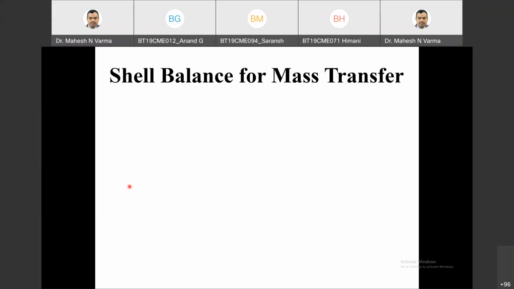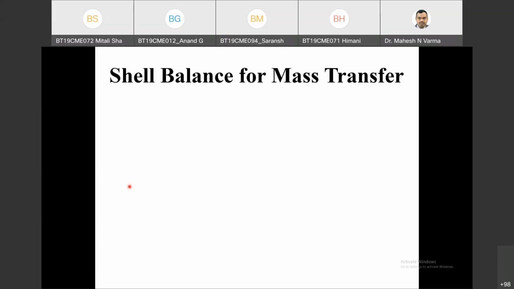Similarly, in heat transfer, roll number 72, Mitali. Yes, sir. What was the most important equation we will get after performing shell balance for heat transfer? Sir, you would get the temperature and the heat flux profile. Very good. Most importantly, temperature profile. Once we have the temperature profile, you can get the heat flux profile also.